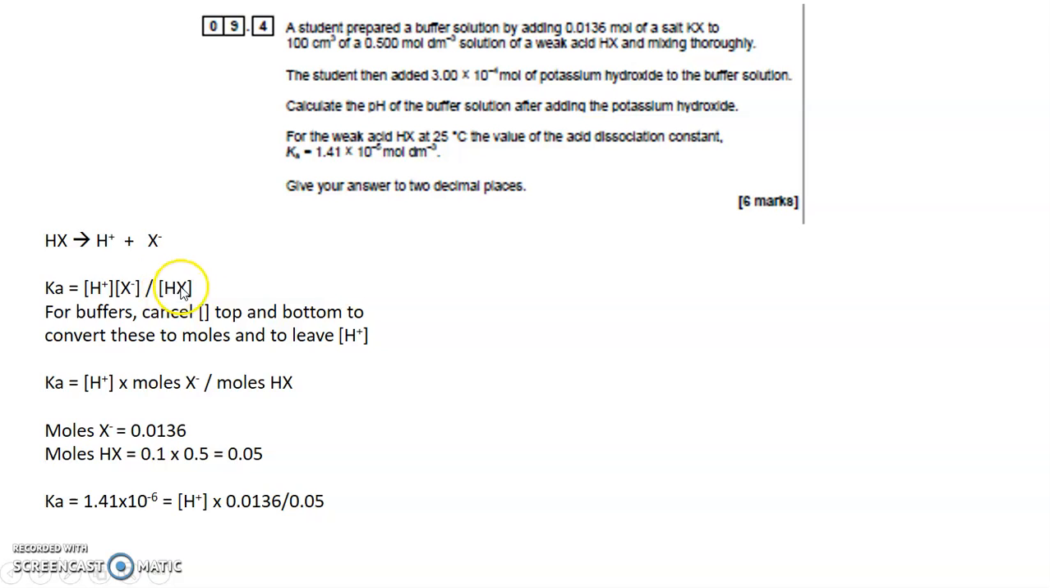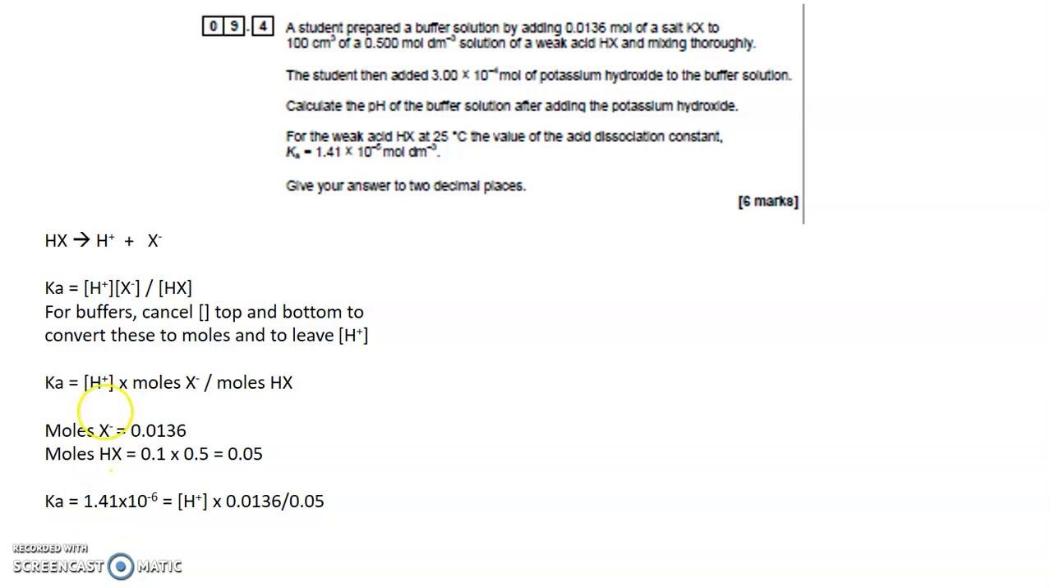What about my HX concentration? My number of moles of HX is what I want now. Concentration is moles divided by volume, so moles is my concentration multiplied by my volume. I need to get this in dm³ by dividing by 1,000, so cm³ up into dm³, I divide by 1,000, 0.1. So my concentration 0.5 equals moles divided by 0.1, which is the volume, so 0.1 times 0.5, 0.05 is my number of moles of HX.